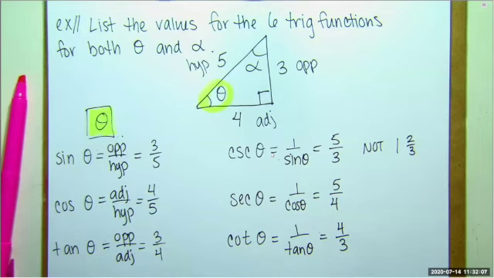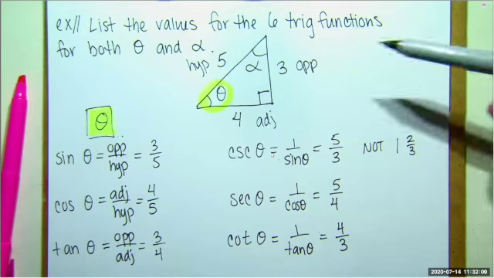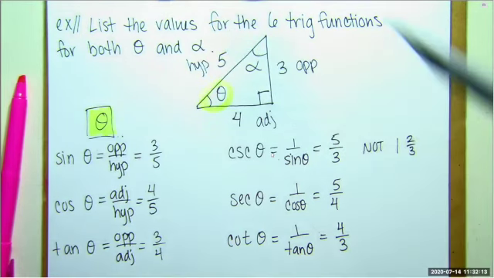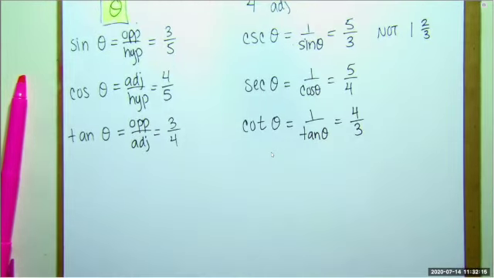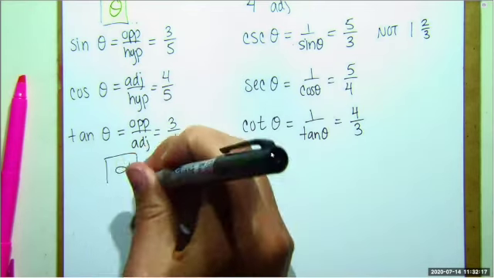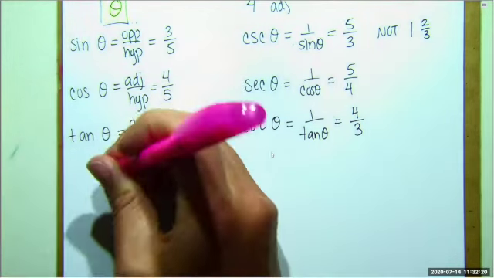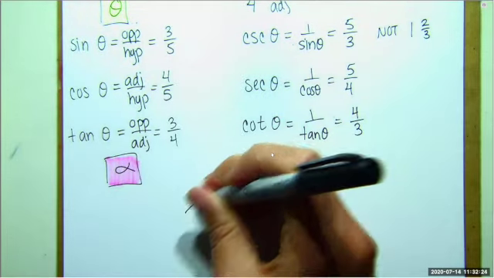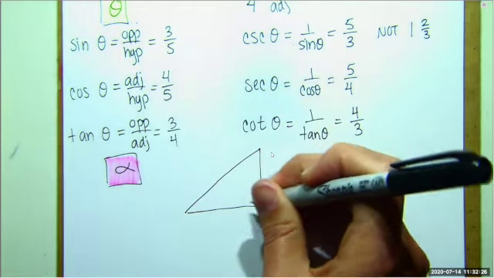Okay, so the second part is let's find the 6 trig functions for alpha. Let's draw our triangle over again from scratch to make sure that we don't make any mistakes here.